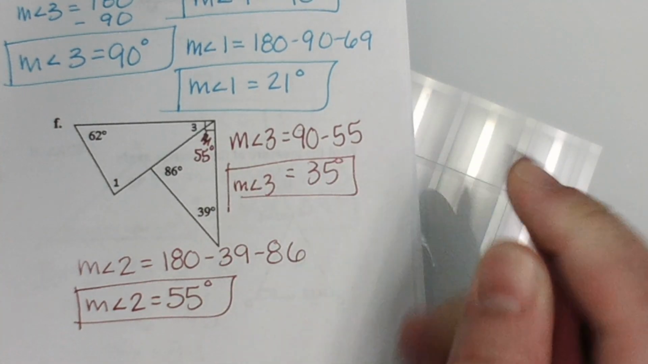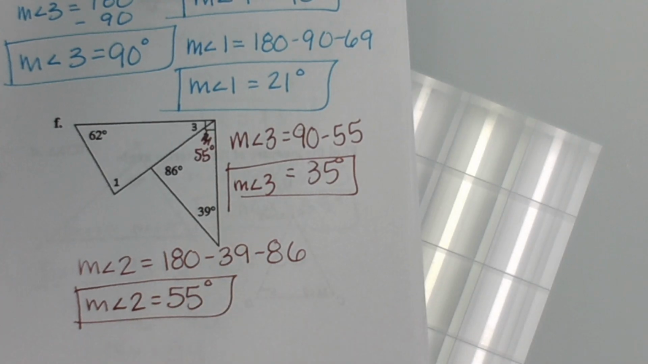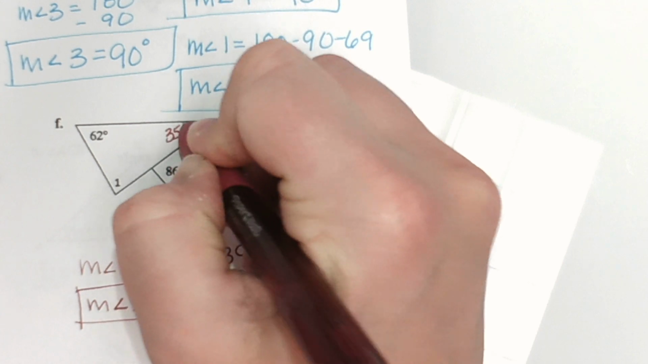Please do make sure that as you're going through, you're continuing to label which one you're solving for. Okay, this is now a 35-degree angle.